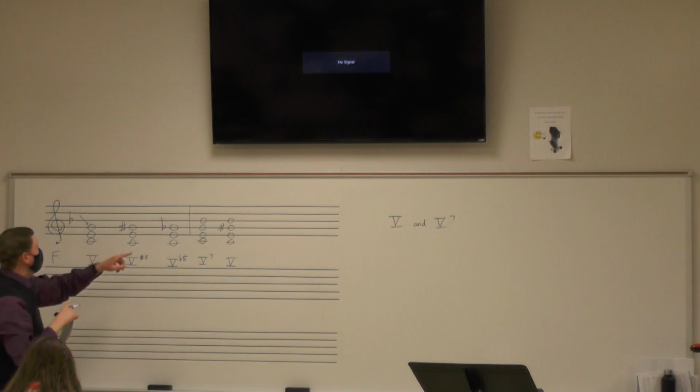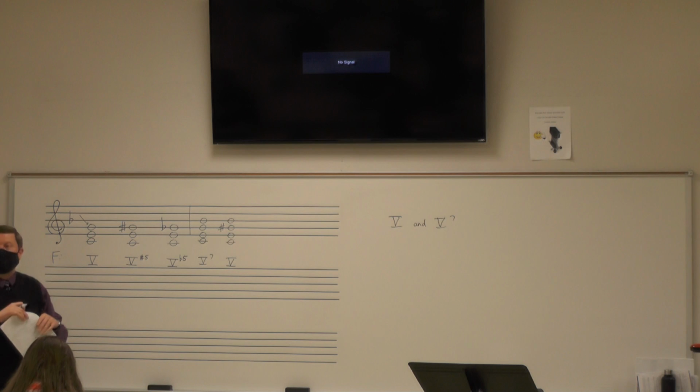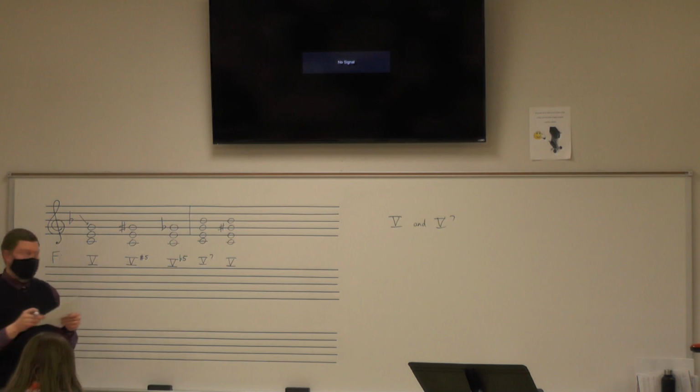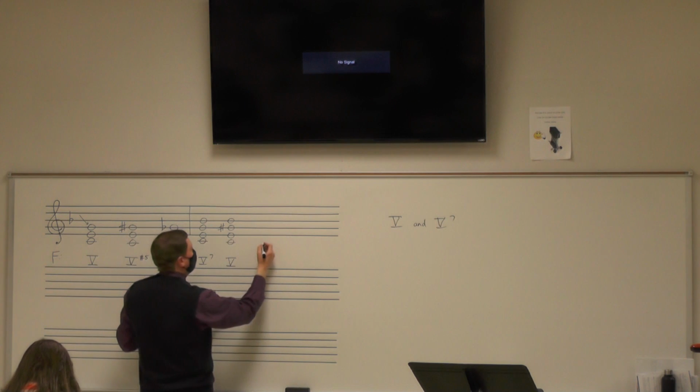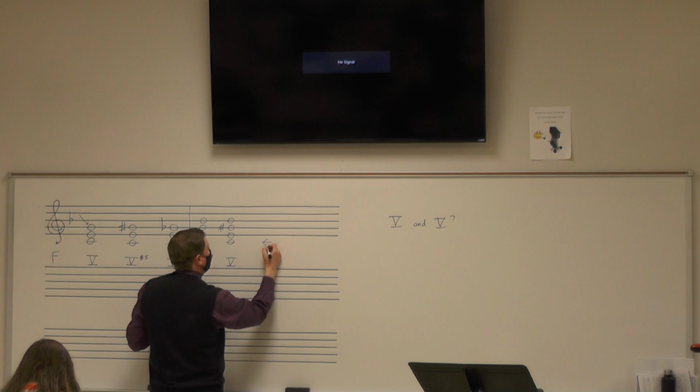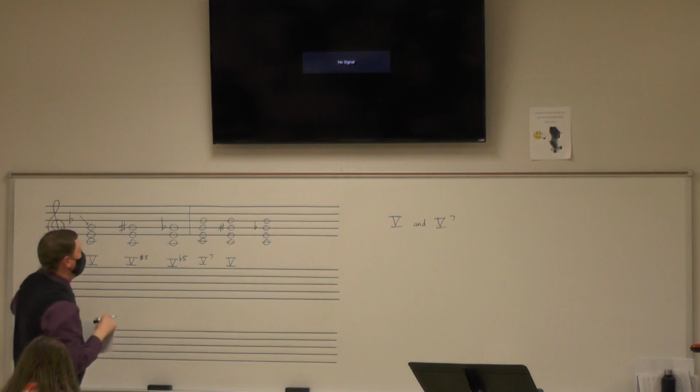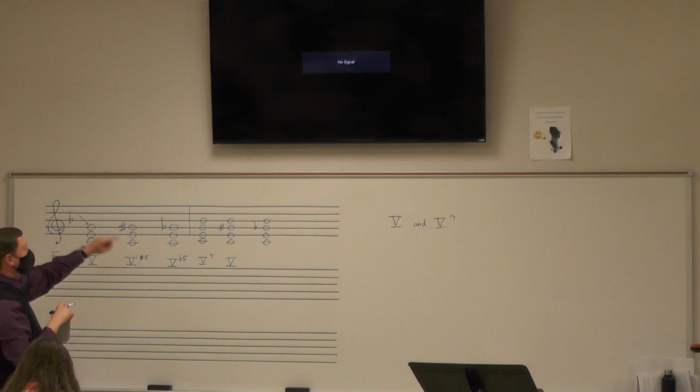So I've got C, E, G sharp, B flat. All the other notes remain the same. And then finally, the 5/7 chord with a lowered fifth, still C, E, B flat, but it's G flat in this case. So C, E, G flat, B flat.